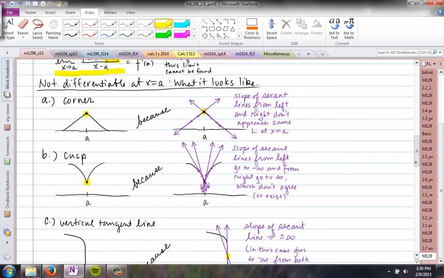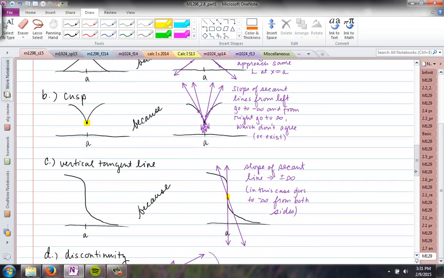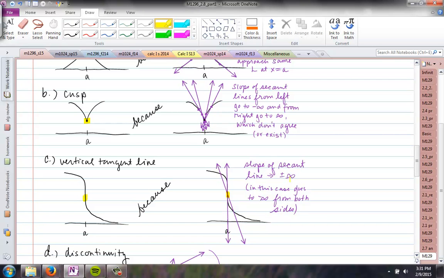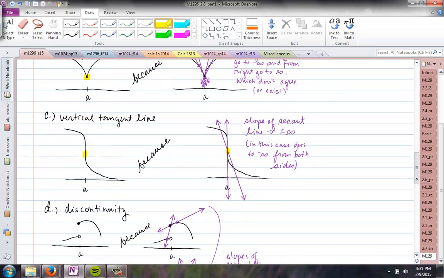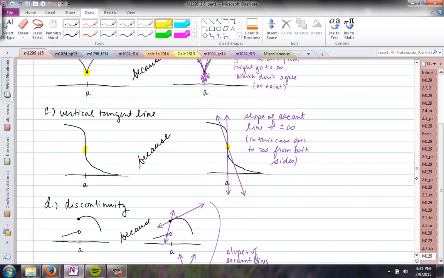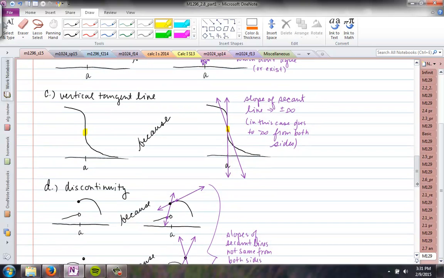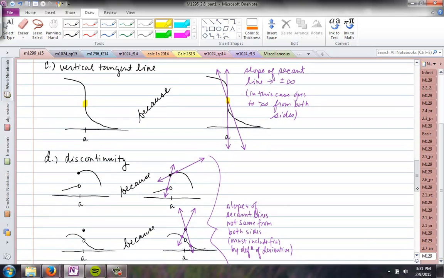Next one, vertical tangent line. What we have going on here at x equals a is the slope of the secant line for this one is going to negative infinity from both sides, which is not a value that is needed for that limit to exist. So therefore it's not differentiable at x equals a. You could have it going to positive infinity too if it was drawn with a different example. And similarly, with a vertical tangent line, you would get that that limit does not exist at x equals a.